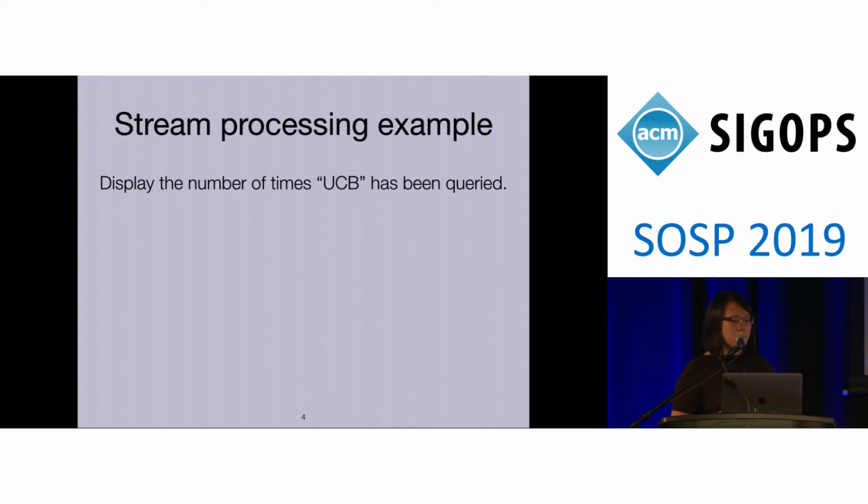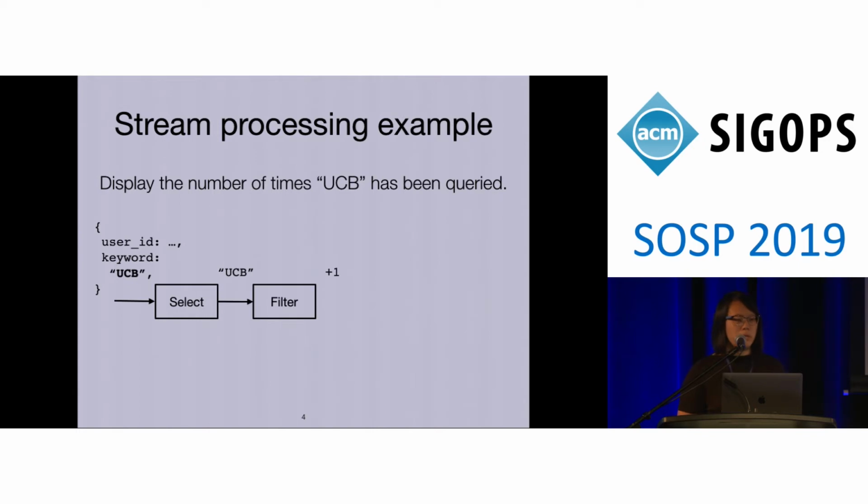So the input records in this case will be dictionaries that represent a user query, and we'll push it through several operators that first select the keyword from the query, then filter it based on whether it's equal to UCB or not. If it is, we can send it to a counter operator that has some internal state, which will increment every time we see the word UCB. And finally, we can write the results to an external database where they can be displayed in a dashboard.